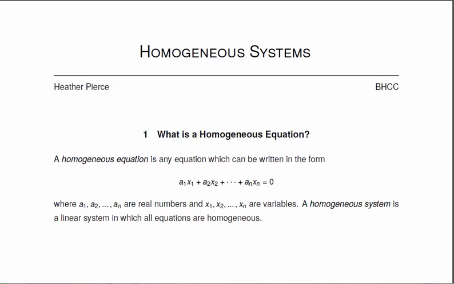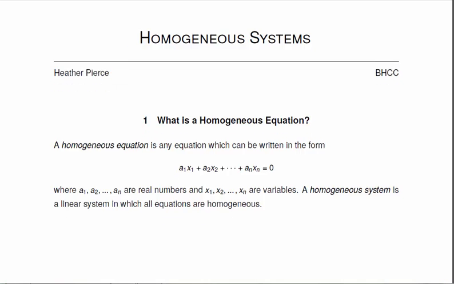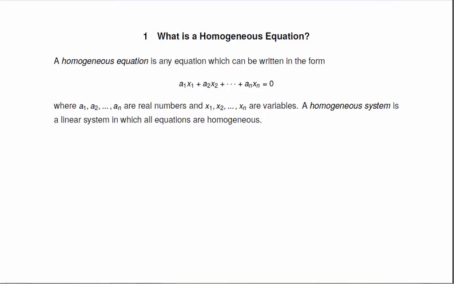So here we'll talk about homogeneous systems. The first question: what is a homogeneous equation? Well, a homogeneous equation is any equation that can be written into the form a1x1 plus a2x2 all the way up to anxn equal to 0. a1 through an are real numbers, and x1 through xn are variables. A homogeneous system is a linear system in which all equations are homogeneous. So the main idea here is that our constant values will always be 0.